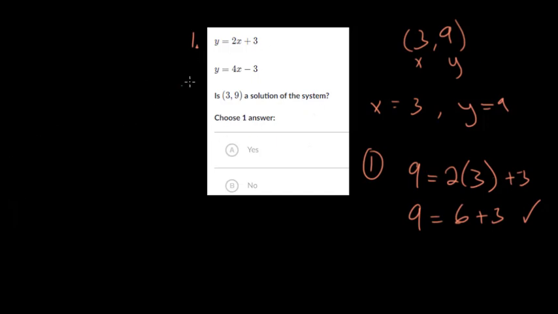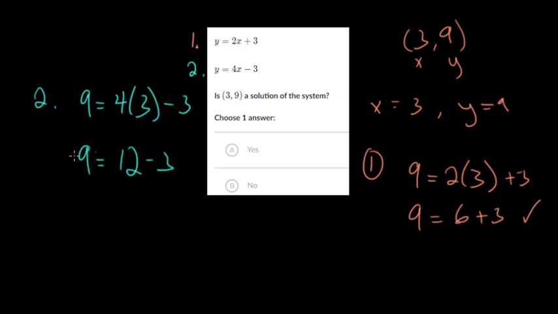So now let's try the second one. We're going to plug into y equals 4x minus 3. So again, y is 9 equals 4 times x, which is 3, minus 3. And again, you can see this is true because 4 times 3 is 12. And when you take away 3 from 12, you do get back 9. So since this point worked in both of these equations, you know that this actually is a solution to the system. So in this case, it's yes because it worked for both of those.